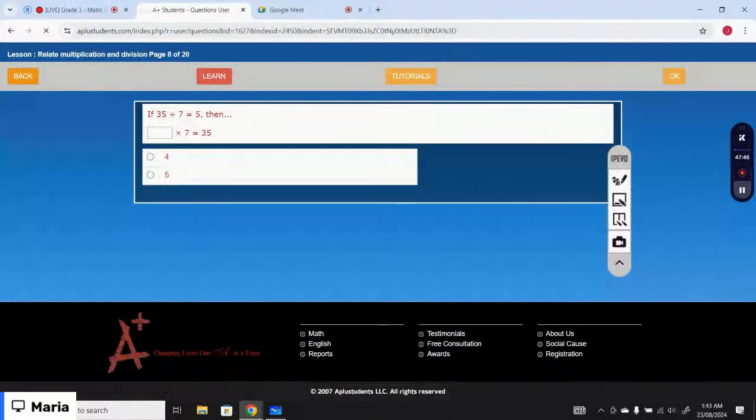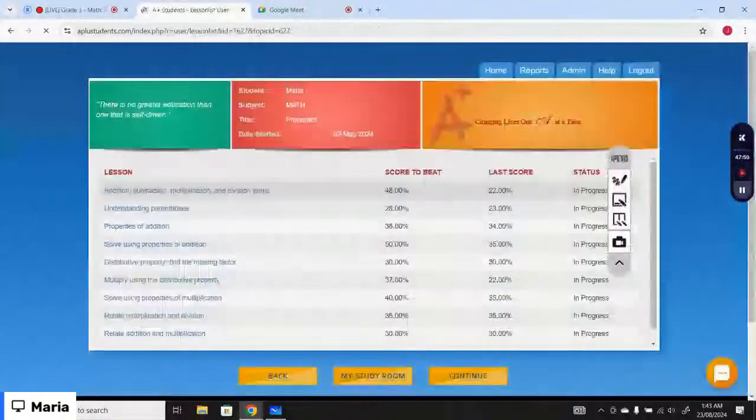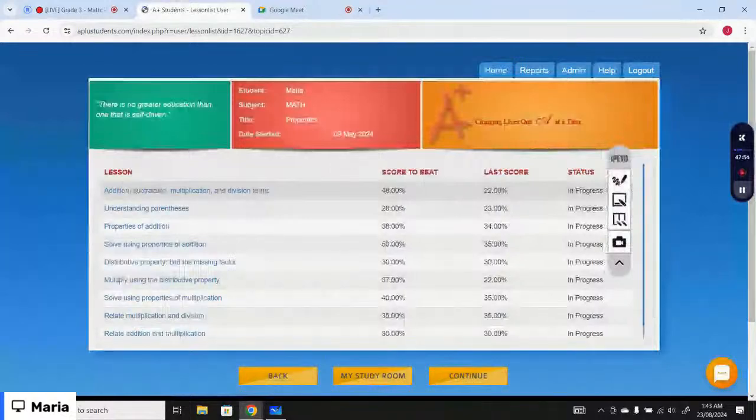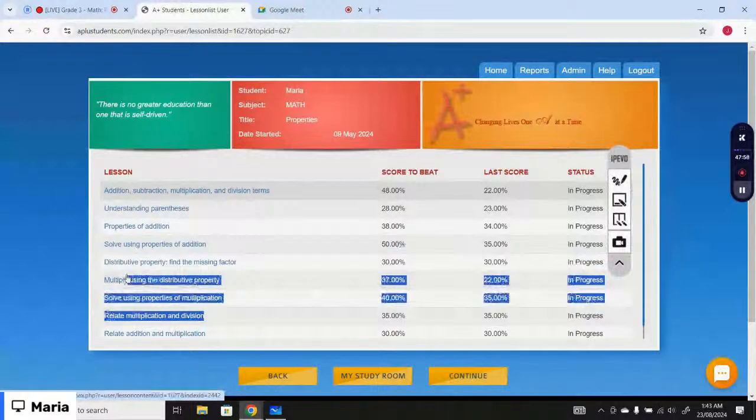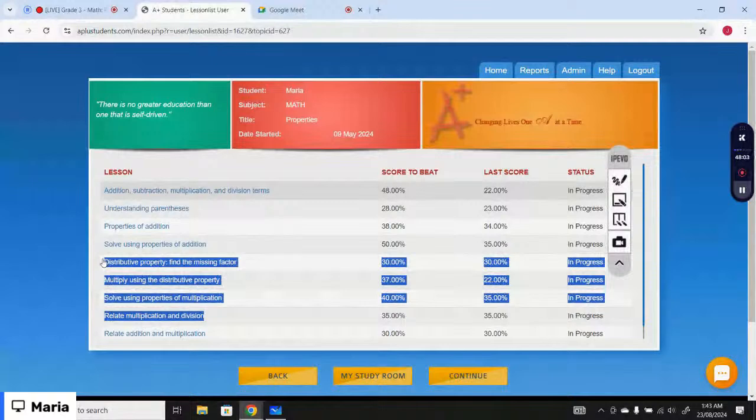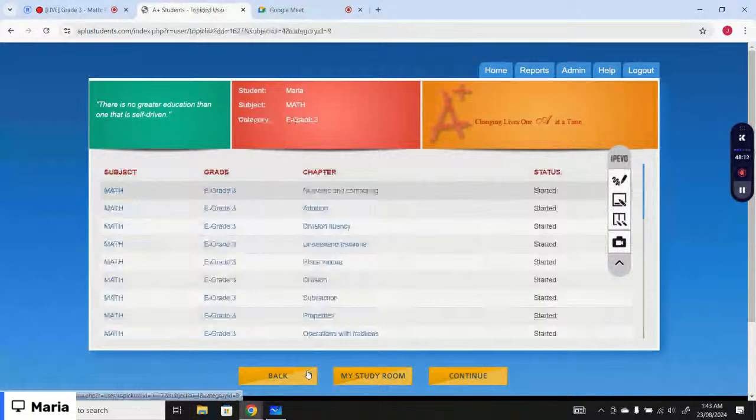So we were working on grade 3 math. The chapter we were working on is properties. The lessons we have covered today are distributive property, find the missing factor, multiply using distributive property, solve using properties of multiplication, and relate multiplication and division. So please make sure before the next session you complete all the practice questions for the lessons we just did. That is your homework until the next session, right?